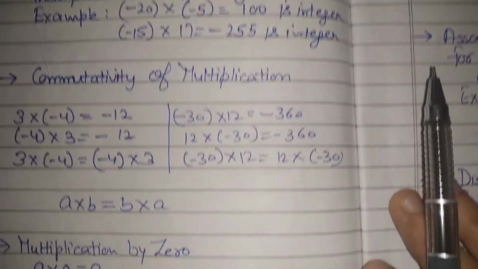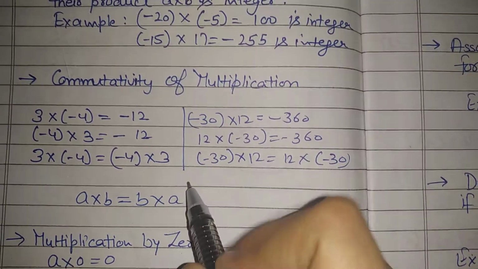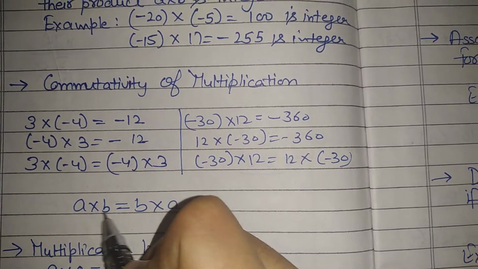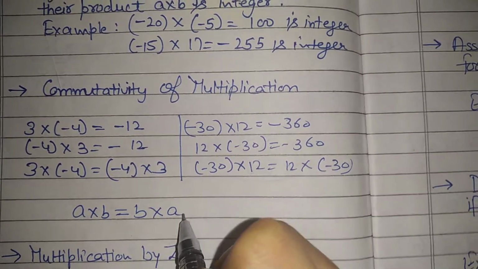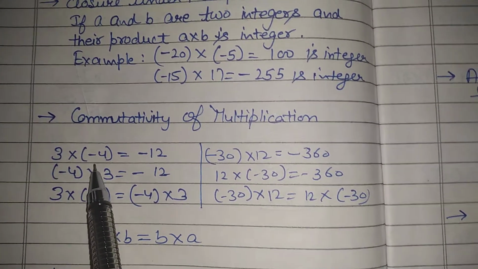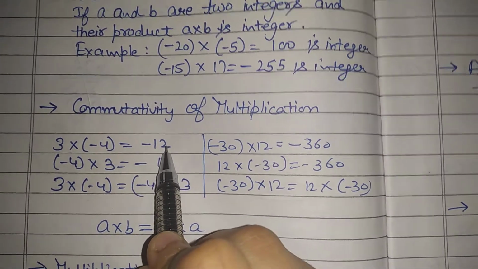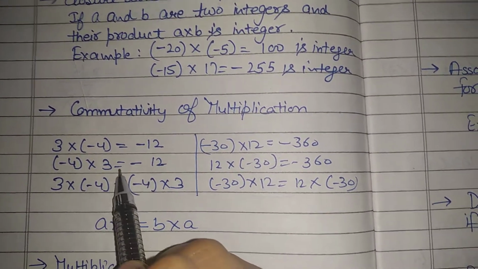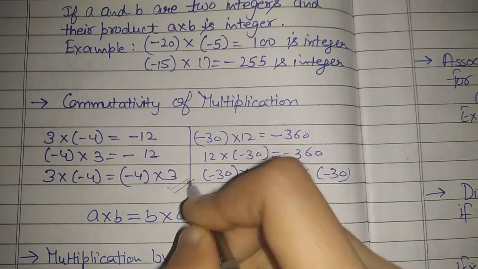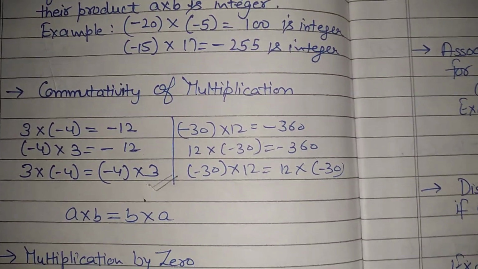Second property is commutativity of multiplication. So here a and b are also integers. A cross b is always equal to b cross a. For example, 3 and minus 4. 3 into minus 4 is minus 12. Minus 4 and 3 is also minus 12. So this is right. This is the commutative property of multiplication.